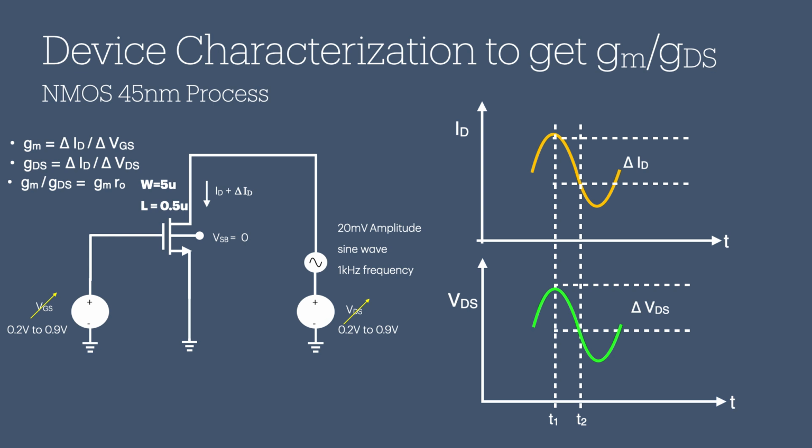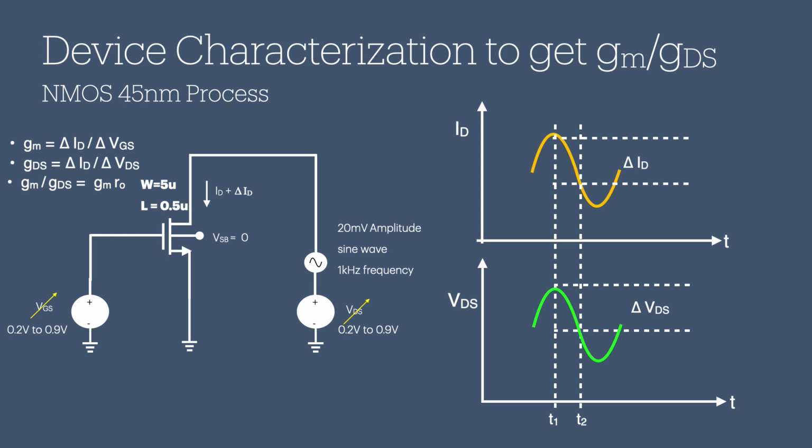Shown on the right is the plot of ID when VDS is perturbed. We divide delta ID by delta VDS in order to get the output conductance GDS. Then, just divide GM by GDS to get the parameter we want.